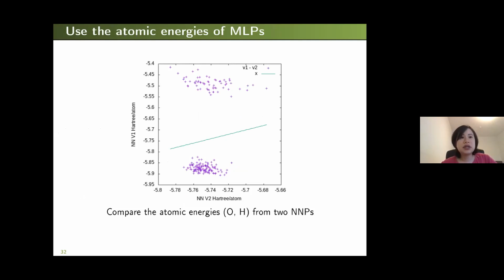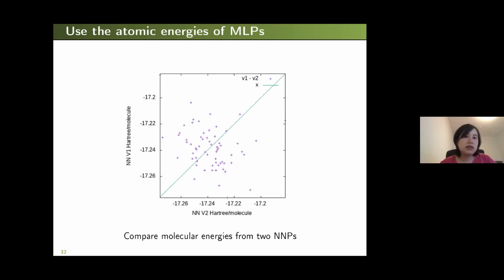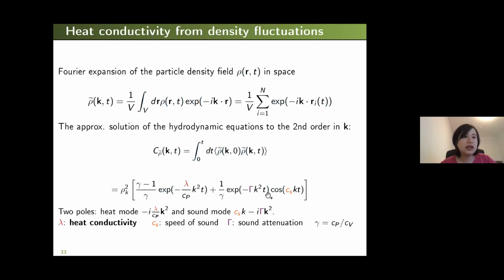And indeed, remember that the machine learning potential was constructed based on this atomic energy, but this is more like a mathematical device instead of a physical quantity. So for example, if you compare the atomic energies from two of the machine learning potentials, this is again for water, they are not correlated at all. And even when you look at the molecular energies, the energy for each water molecule, again, there's almost no correlation.